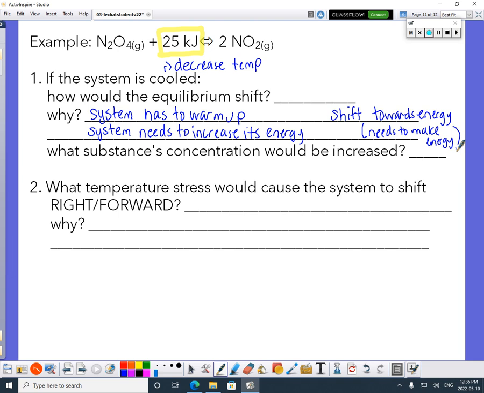So the system has to warm up. That's the opposite of cooling. It needs to increase its energy because cooling means decrease in energy, or it needs to shift towards the energy. So, where is the energy? Is it on the left or on the right? Left, so it's going to be a shift left. So again, sometimes writing the why first helps with figuring out the shift.